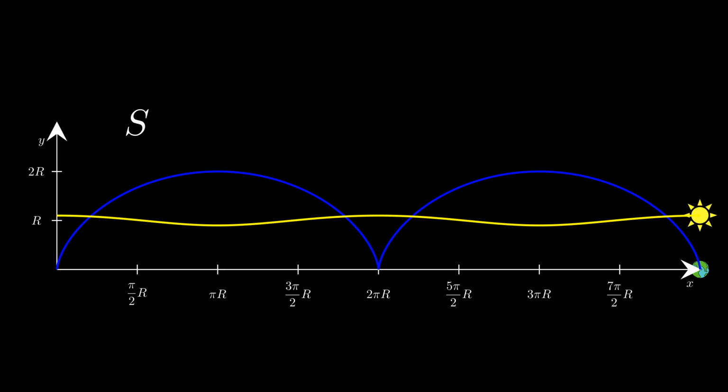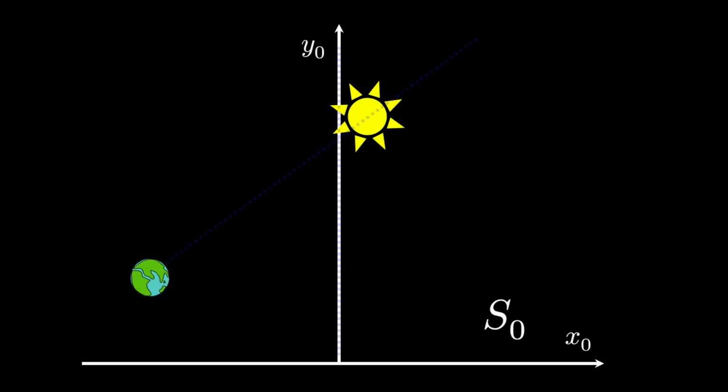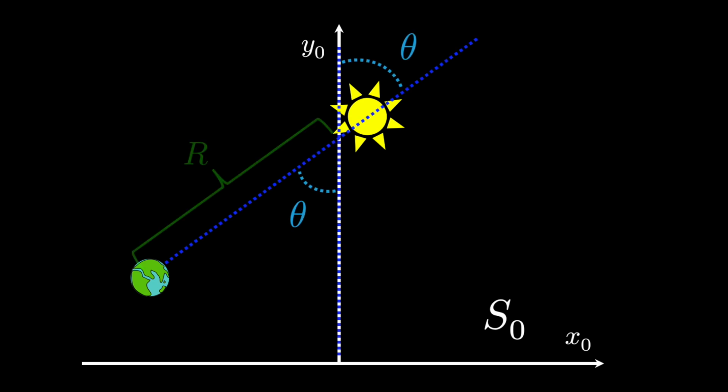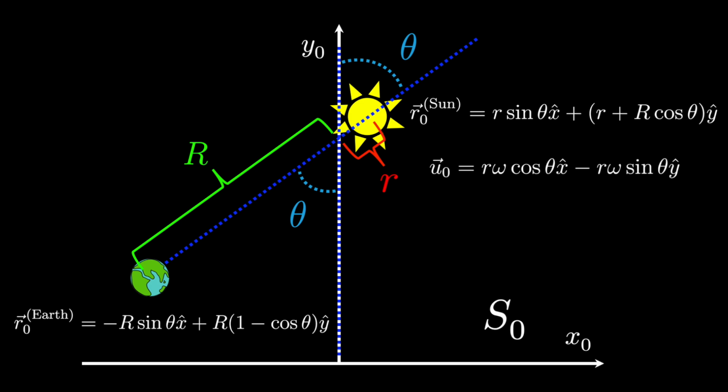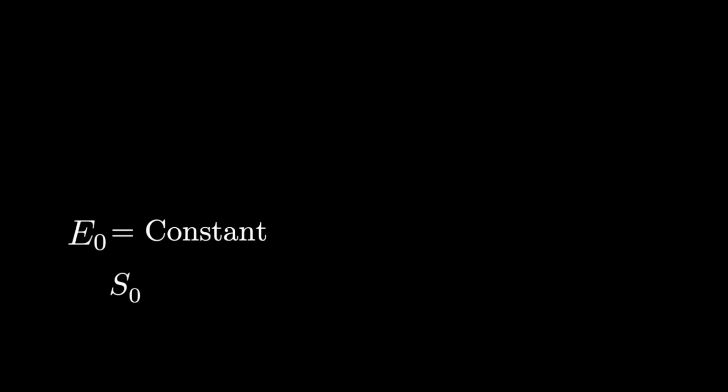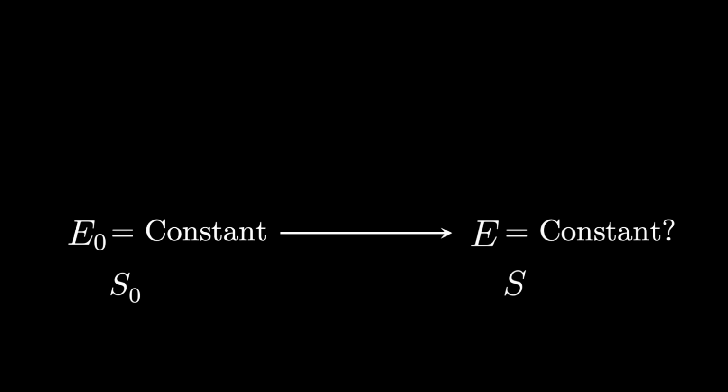Let's verify this explicitly. To do so, we return to the frame S sub 0 and determine the position vectors of Earth and Sun. We then differentiate the latter to obtain its velocity vector in S sub 0, as we will need it later. We know that the energy E sub 0 in frame S sub 0 is constant. We want to check that in frame S it is also constant in order to solve the paradox.